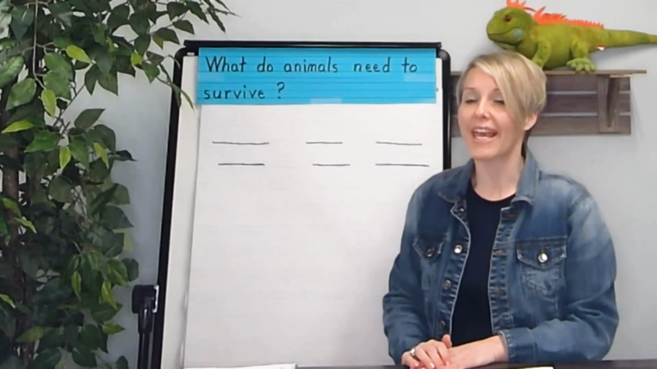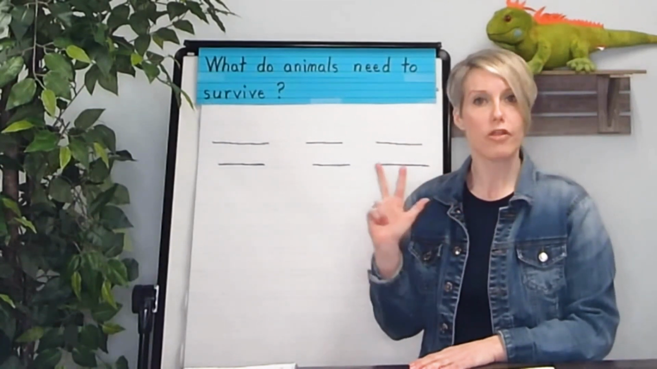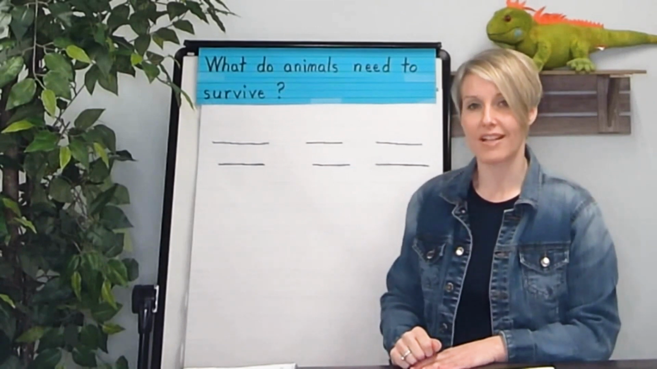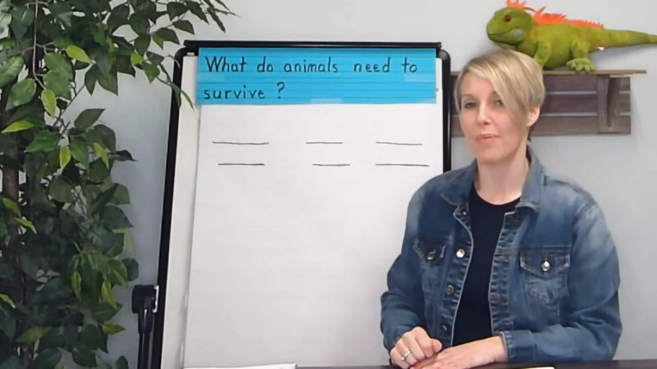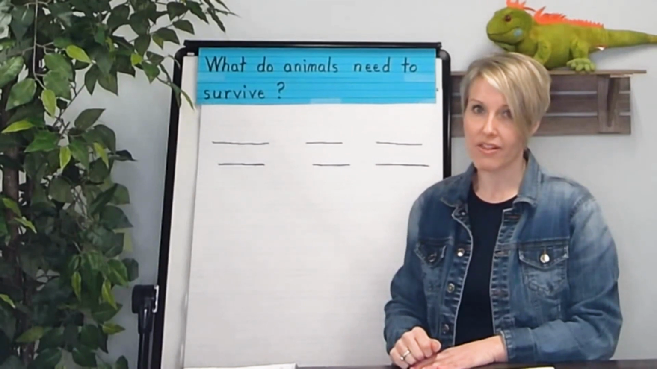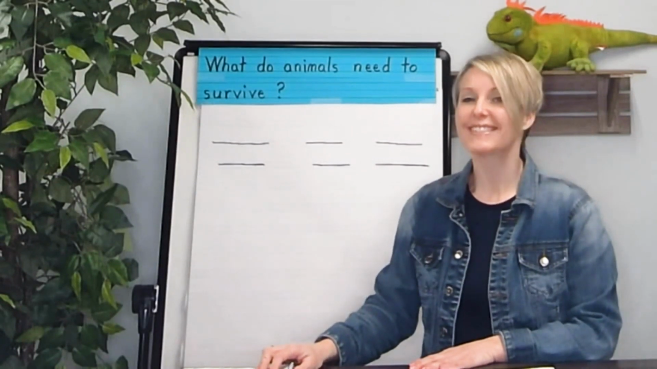That's right. Animals need air, food, and water. Those three things. Let's put that into a complete sentence, and then we'll draw a picture. You're going to need something to write on and something to write with. Do you have your tools? Okay, let's get started.